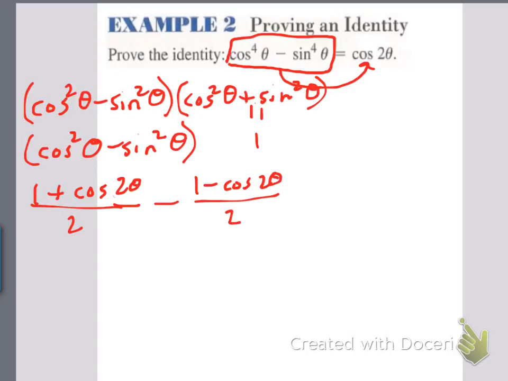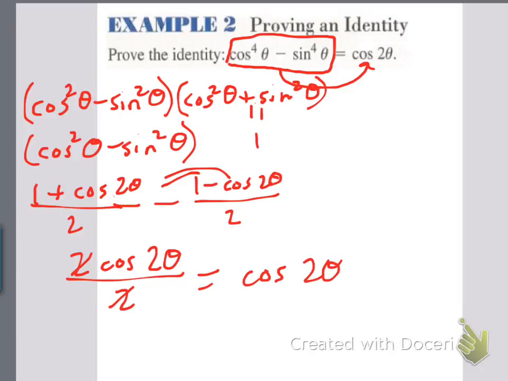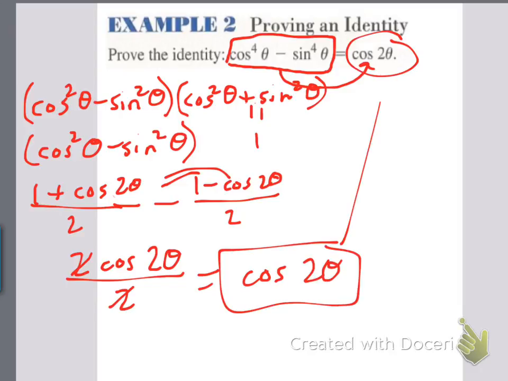So, if I'm subtracting this whole thing, 1 minus 1 is 0. And then negative times negative is a positive, so I wind up with 2 cosine 2 theta over 2. Well, the 2's cancel. What's left? Aha! Look at that. So again, we're just manipulating things around, trying to get things to look the same so we can get it to the right side.